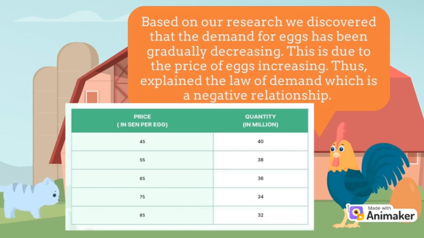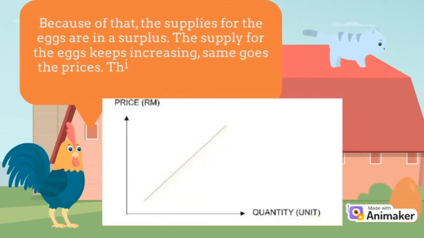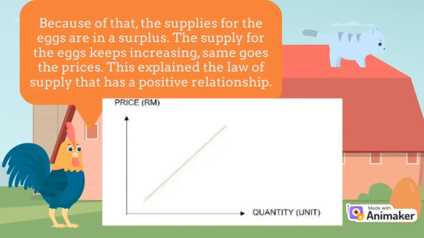This demand schedule indicates that when the price of eggs increases by 10 cents, the quantity demanded decreases by 2 million. And because of that, the supply of eggs is in a surplus. The supply for the eggs keeps increasing, and so does the price. This explains the law of supply, which has a positive relationship.